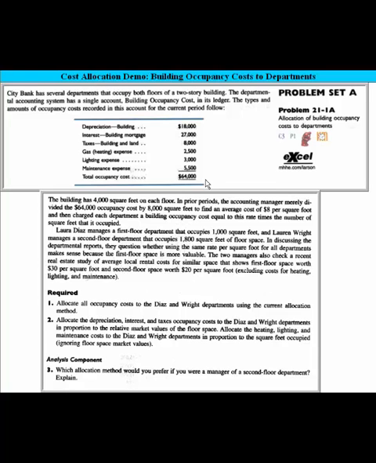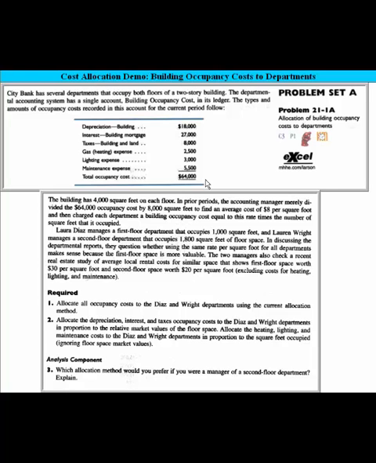Now, the building has 4,000 square feet on each floor. In previous periods, the accounting manager divided the 64,000 occupancy cost by 8,000 square feet to find an average cost of $8 per square foot, and then charged each department a building occupancy cost equal to this rate times the number of square feet that each department occupied. Now, Laura Diaz manages a first floor department that occupies 1,000 square feet, and Lauren Wright manages a second floor department that occupies 1,800 square feet of floor space.